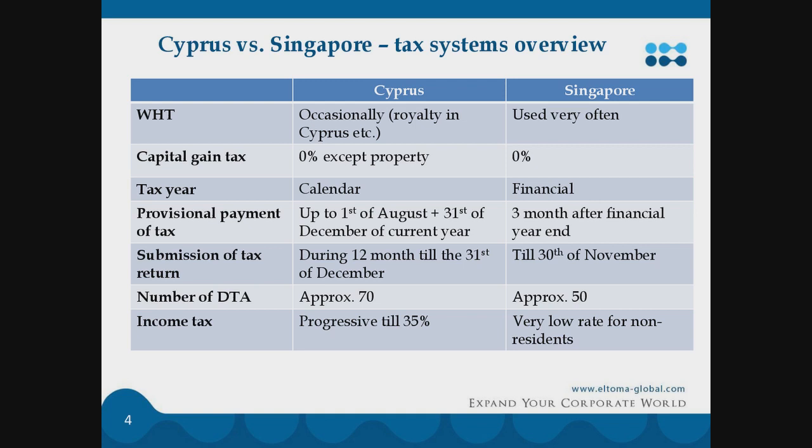Submission of tax return in Cyprus is within 12 months, till the 31st of December, and in Singapore it's till the 30th of November, a stable date. Double tax agreements: in Cyprus approximately 70 signed agreements, in Singapore approximately 50 signed agreements. Income tax for physical persons in Cyprus is progressive up to 35%, and in Singapore, it's a very low rate for non-residents.